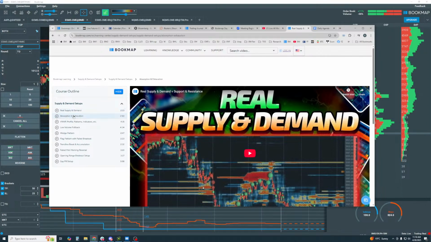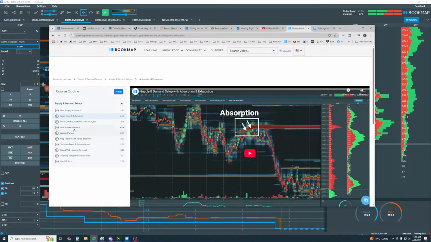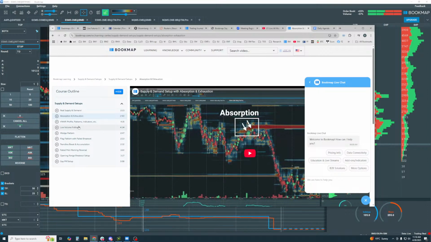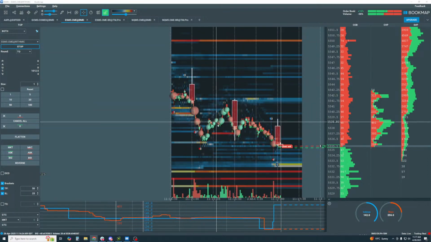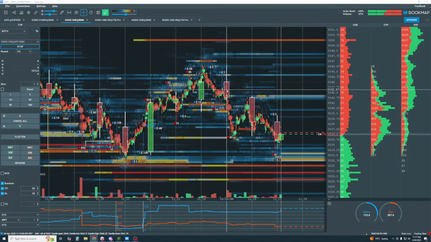One was the absorption and exhaustion here. Then we also mentioned several different ways of trading with profile patterns, VWAP, etc., around those same levels. Then we talked a lot about the low volume pullback and looking for that. And then we talked about this wedge pattern in here, which is a really good one. And it looks like it's starting to potentially set up again in here.